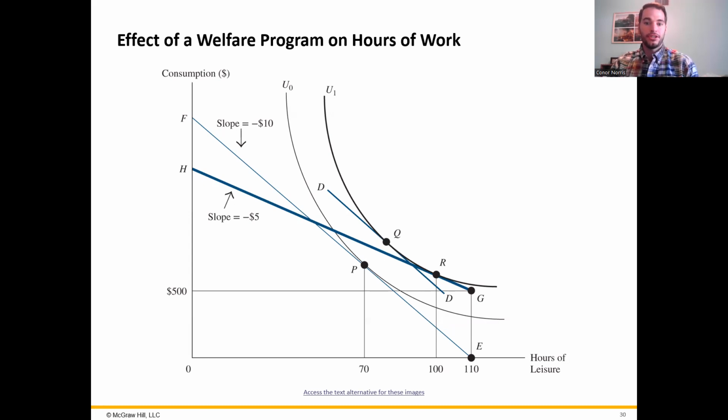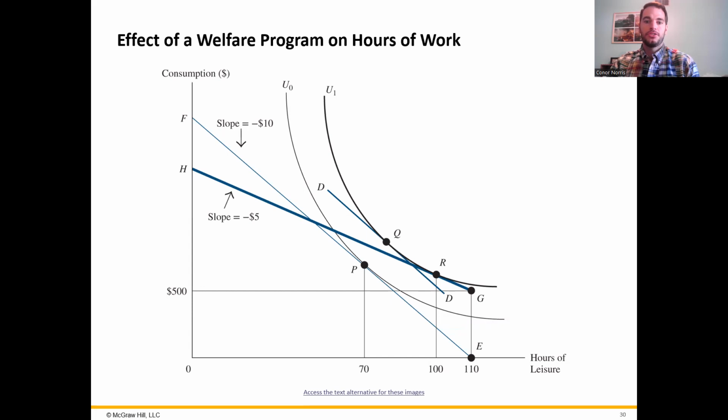On their paycheck, the actual wage rate they receive is $10 per hour, but in reality they're only keeping $5 because they have that $500 grant that they're losing some of. So it's as if they receive $5 per hour.